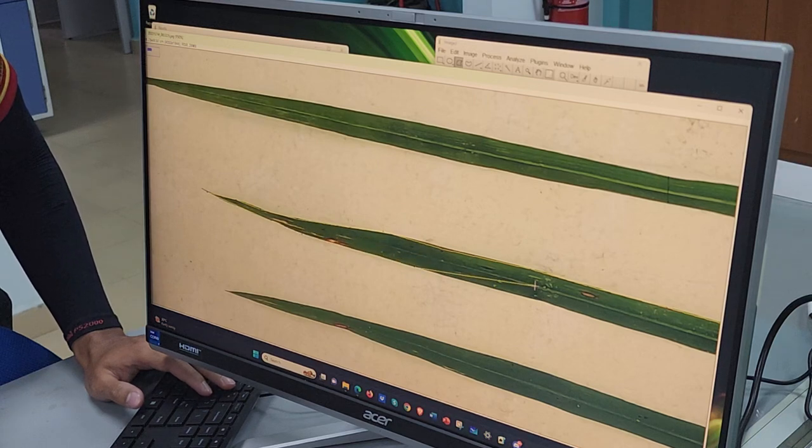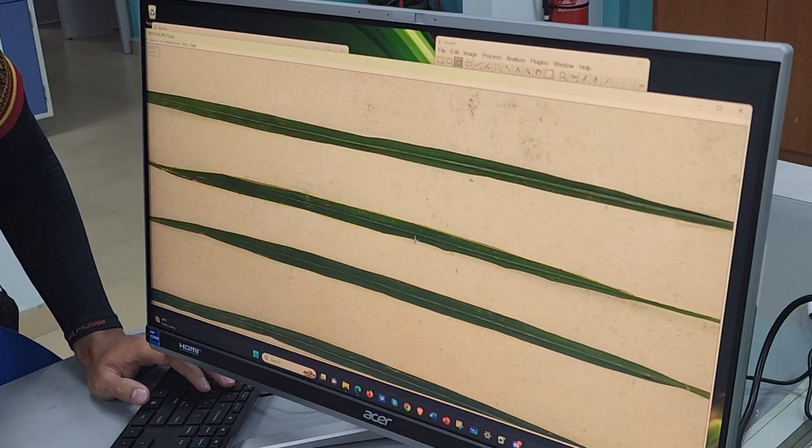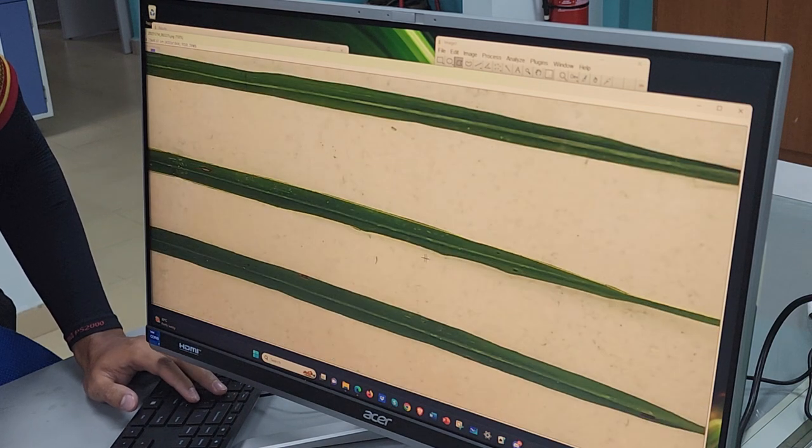Then the next. Not yet, not yet. So when you come back to your original point, double click to join it and stitch it up.